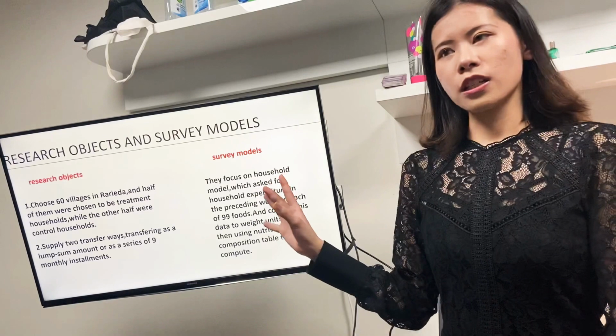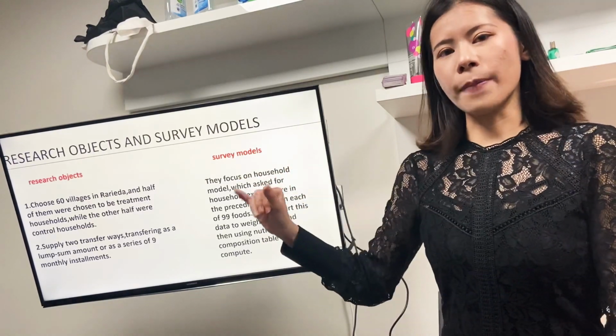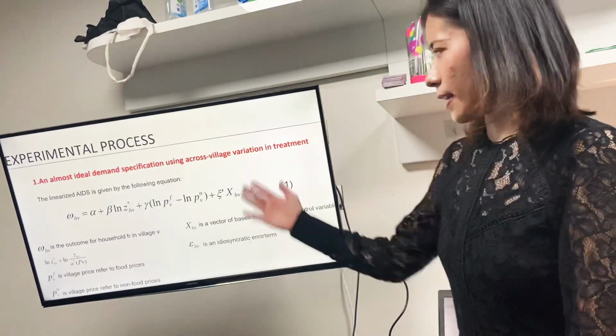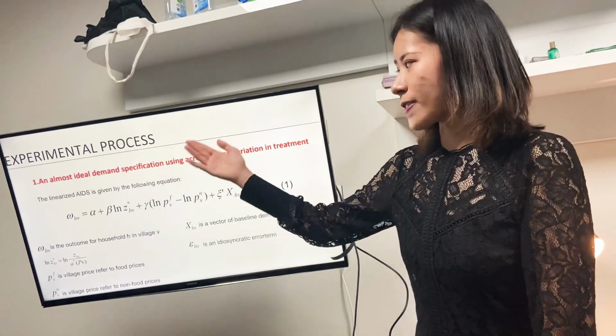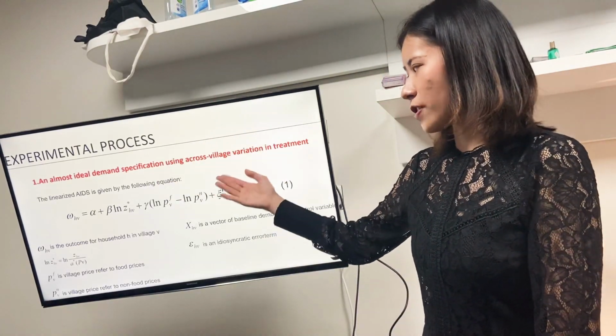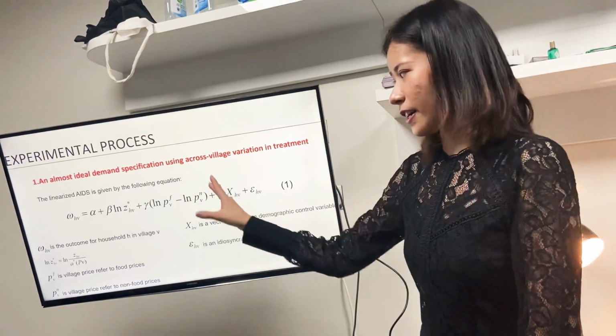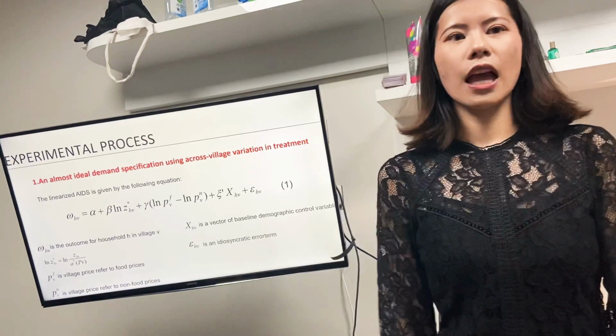The experiment focused on about 6 aspects. The first one is about this. It is about the almost ideal demand specification using a cross-village variation in treatment. And here is the equation.